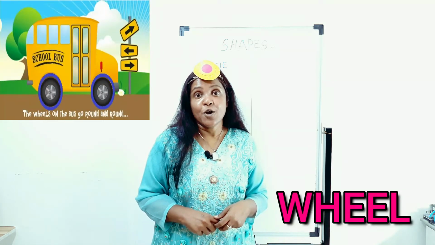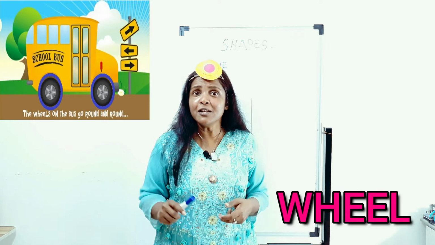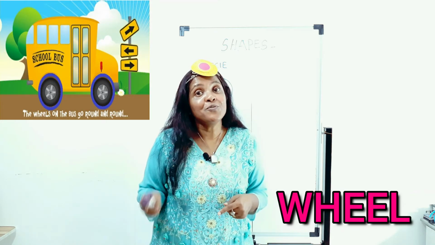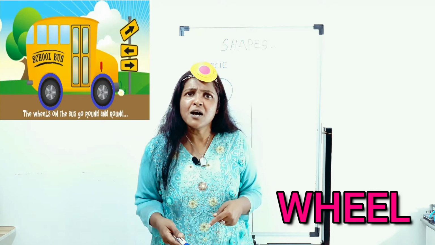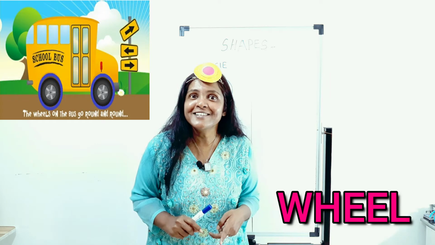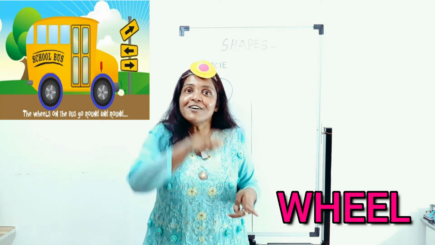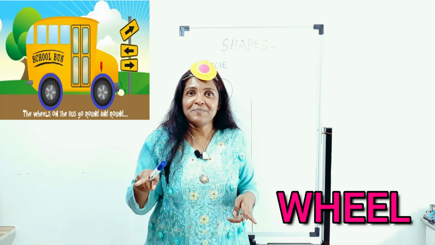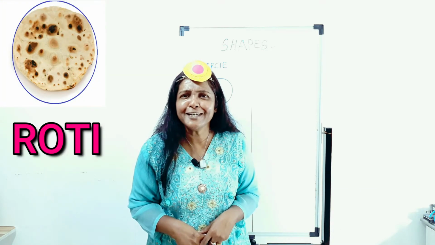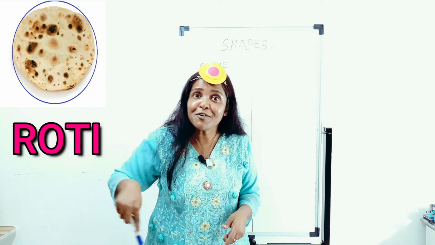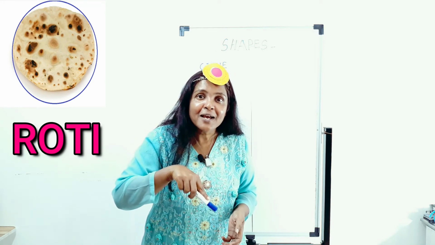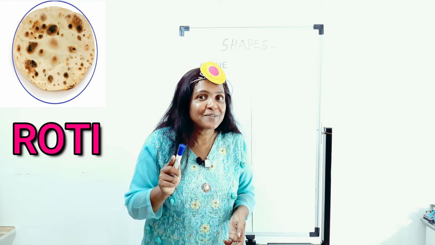Next. Wheel. Do you know the wheel? Wheels on the bus go round and round, round and round, round and round. Yes, how many wheels does a bus have? 4 wheels. Yeah. Wheels are also round in shape. Does your mama make roti? Do you know roti? Roti also? Yes, round shape. It's a healthy food. Okay?